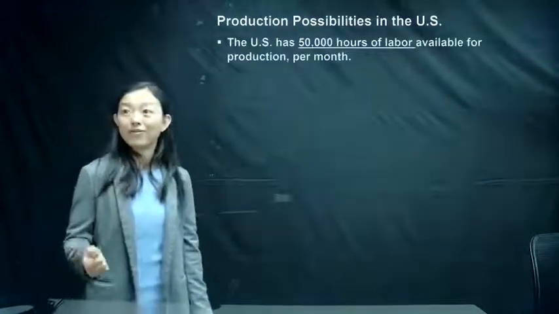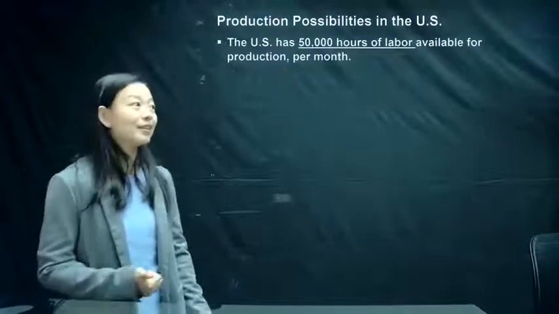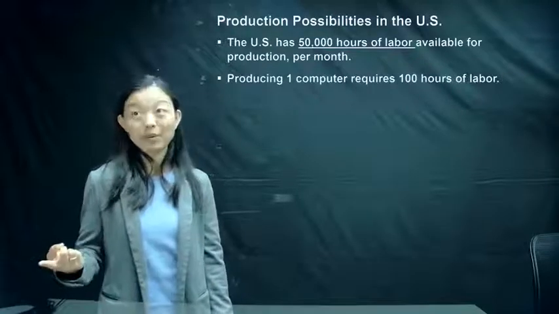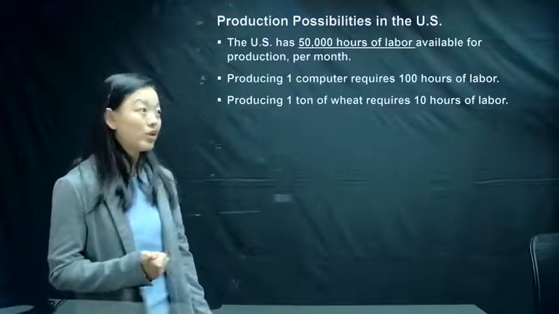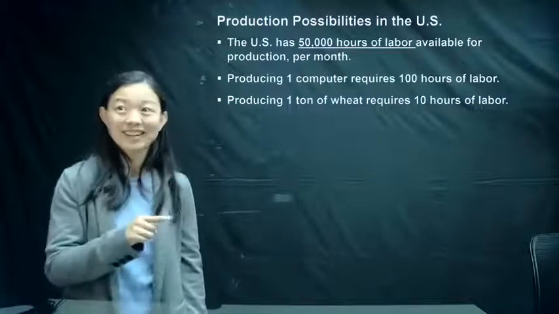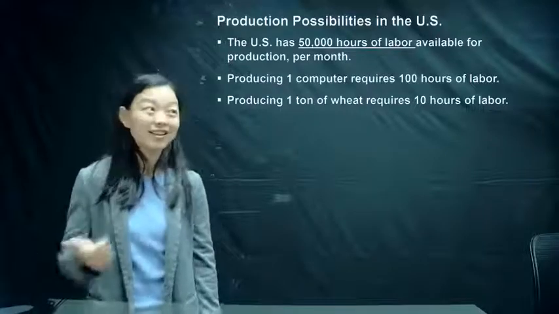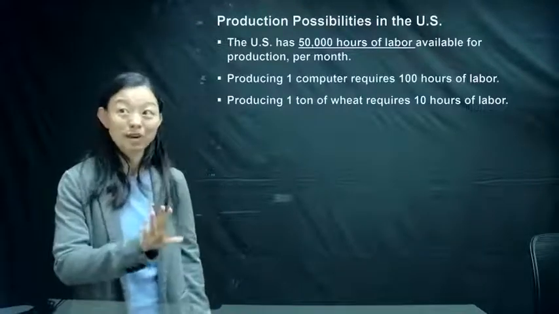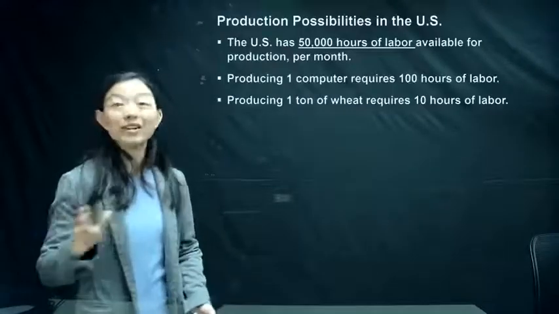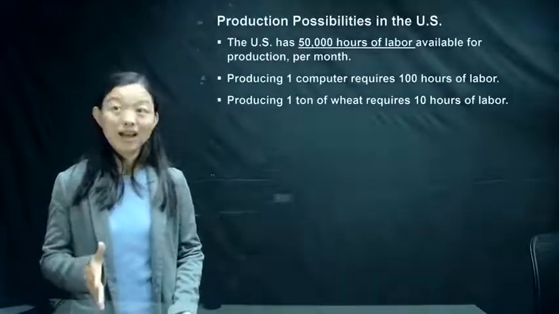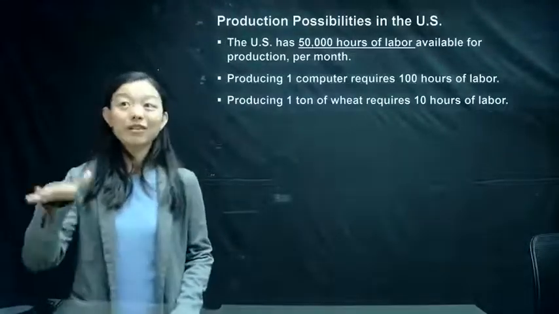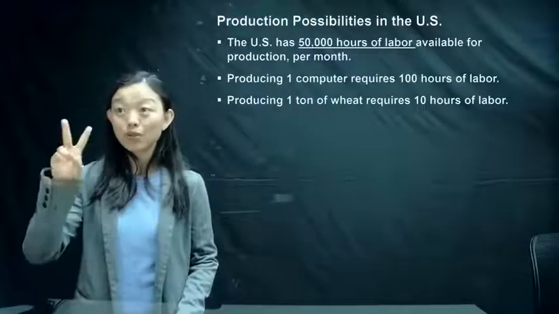We assume the US will have 50,000 labor hours available. Producing one computer requires 100 labor hours, and producing 1 ton of wheat requires 10 labor hours. Familiar with this one, right? Because this is exactly what we learned in chapter 2, the example where we derived the PPF. So for the US, based on the given information, we can draw the PPF, right? How can we draw a PPF for the United States? The PPF here is a straight line, so we just need 2 points, right?